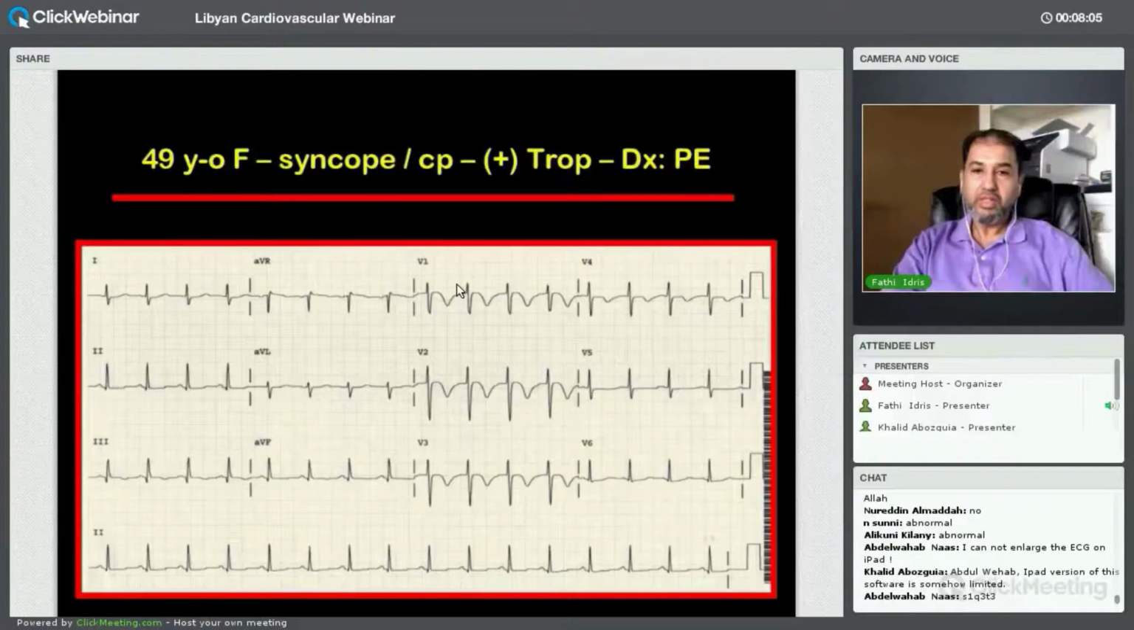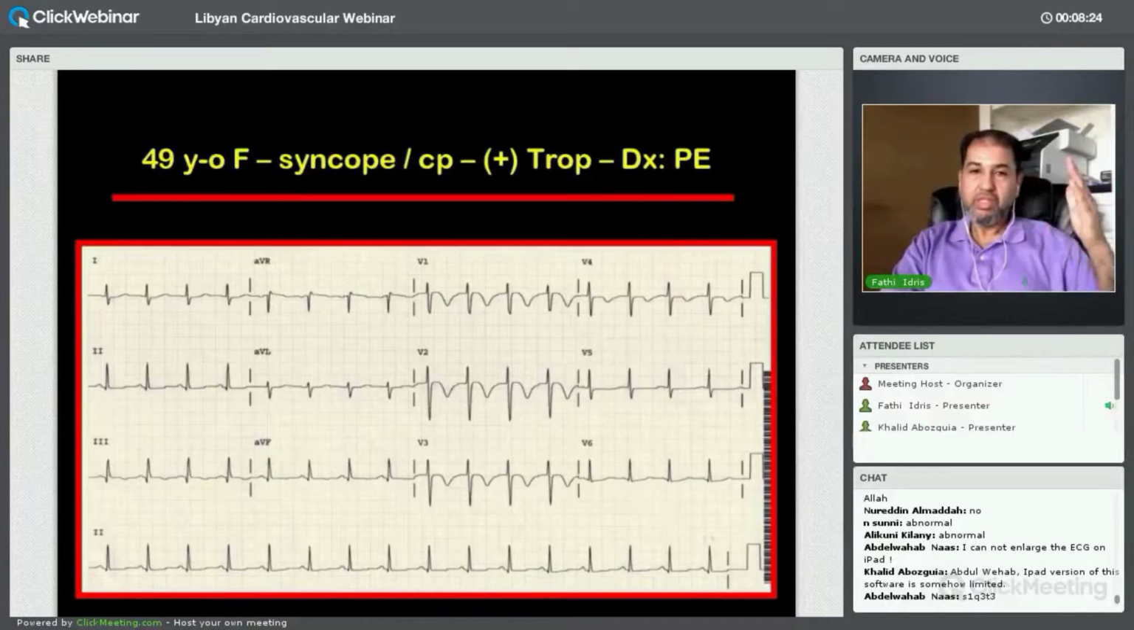So the point here is in acute pulmonary disease, usually you don't see the right ventricular enlargement. So you see here, you don't see the big R. And also the axis does not seem to be majorly changed most of the time. Sometimes you see right bundle branch block, but the axis has not changed.